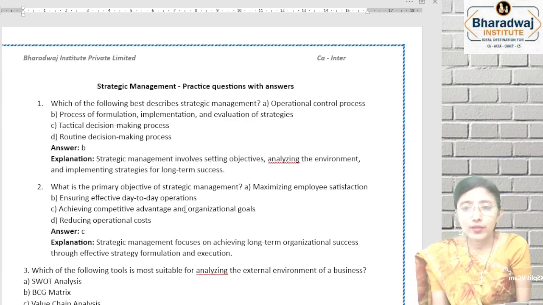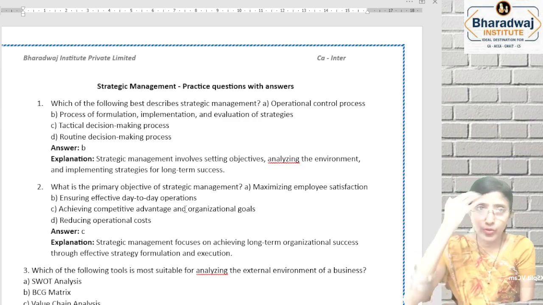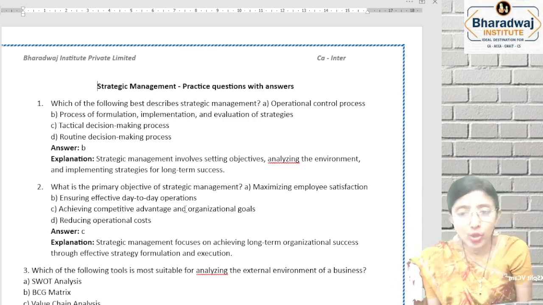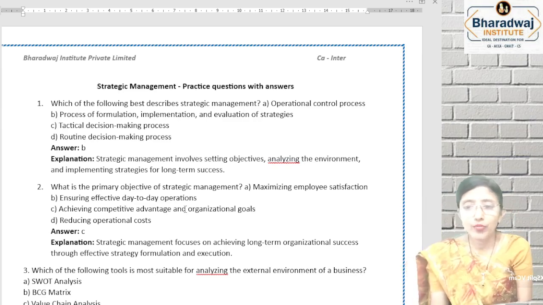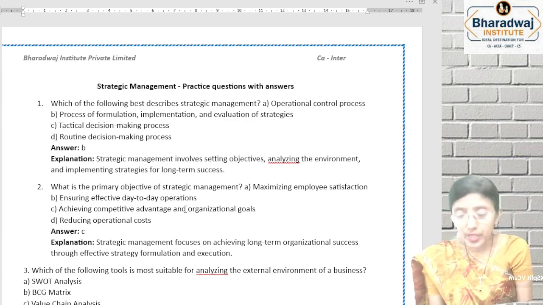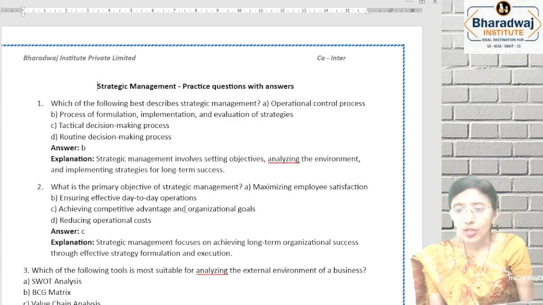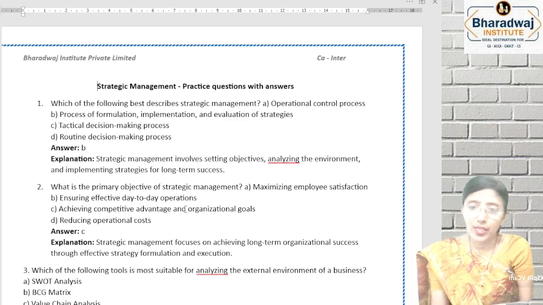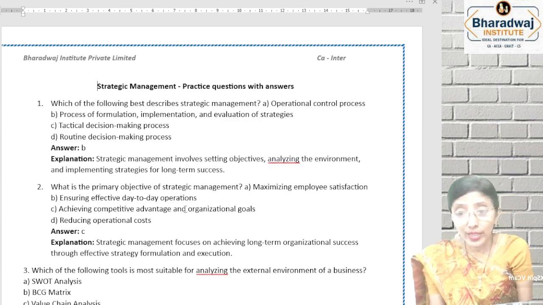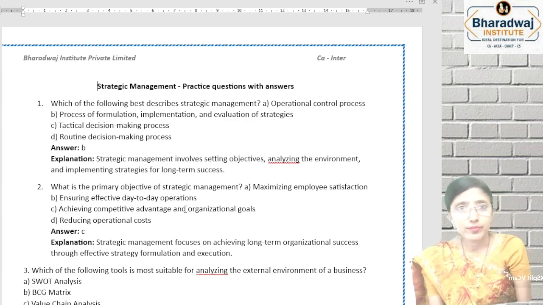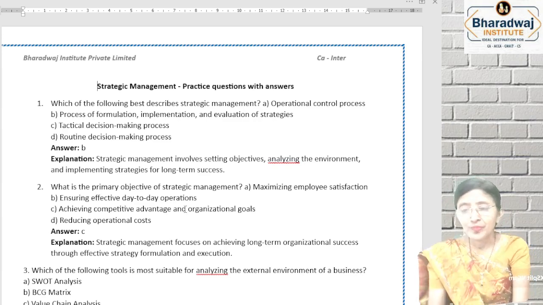Which of the following best describes strategic management? If you can, register it also. Which of the following best describes SM? I give you 4 options. Operational control process, option A. Option B is process of formulation, implementation and evaluation of strategies. Can you register what I'm saying? Option C is tactical decision making process. Option D is routine decision making process. 4 options I'm giving you.